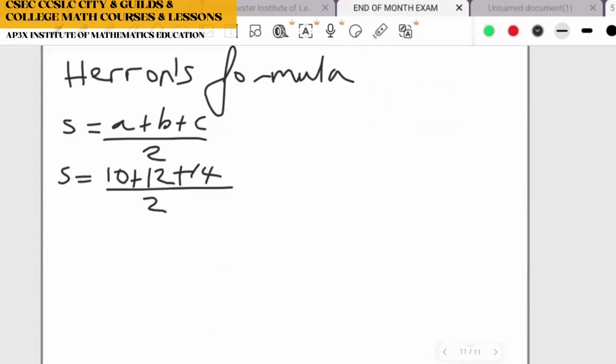All right then, so 10 plus 12, that's 22. 22 plus 14, that's going to be 36. 36 divided by 2 gives us 18 centimeters. So that becomes our semi-perimeter.